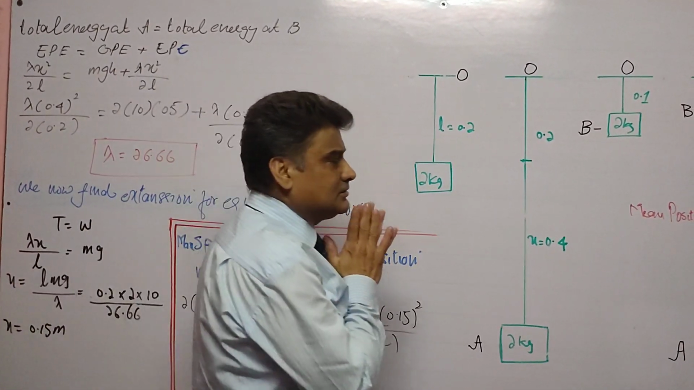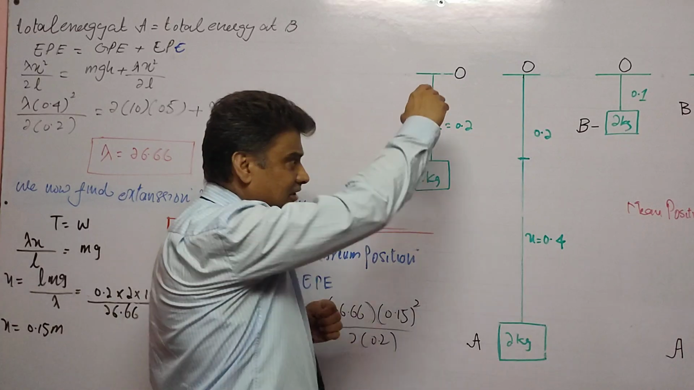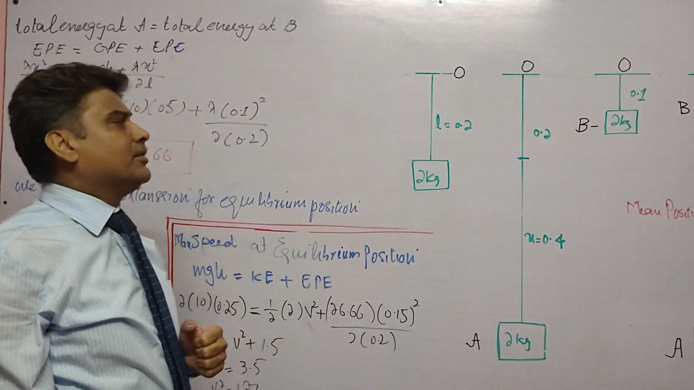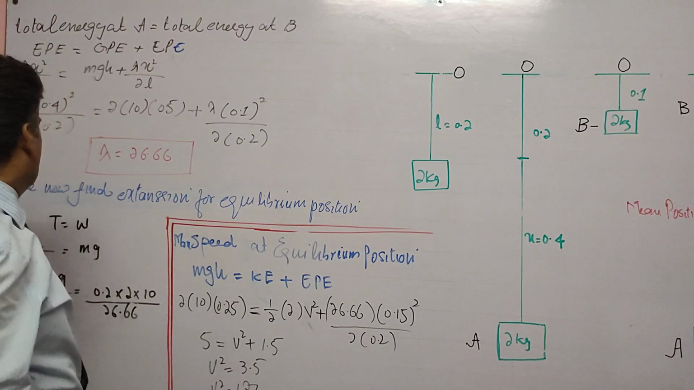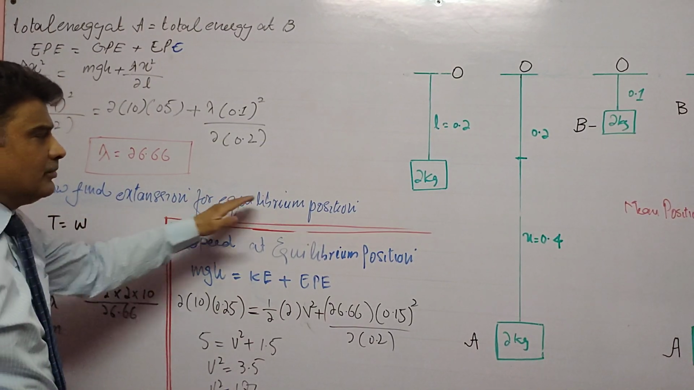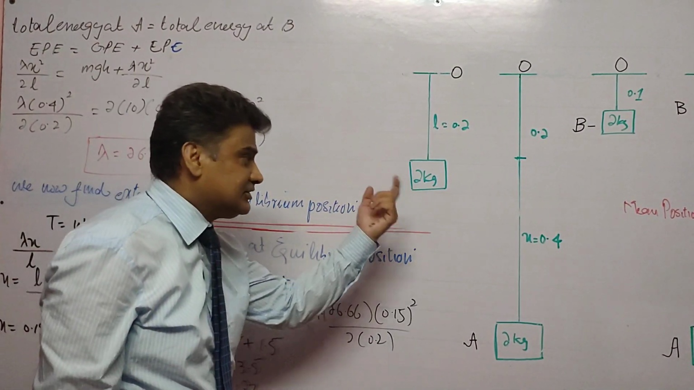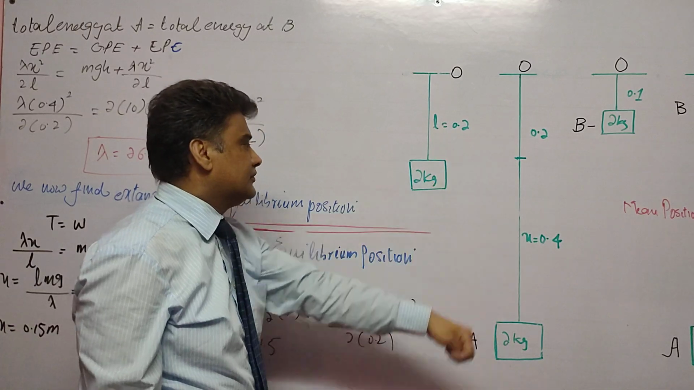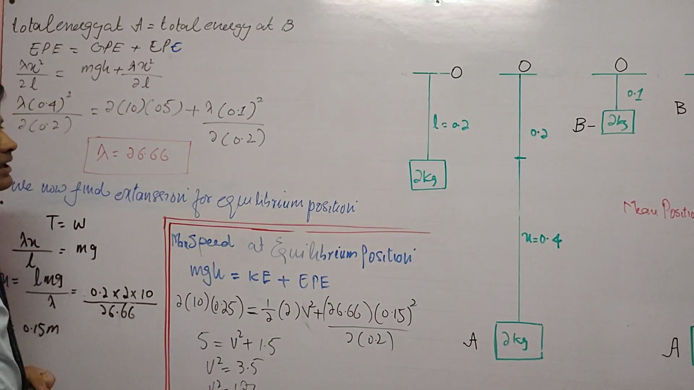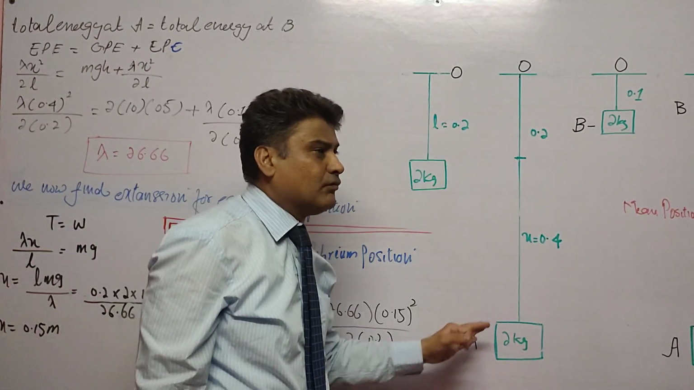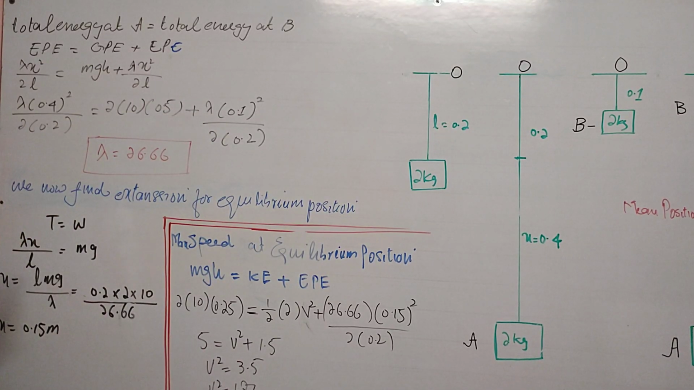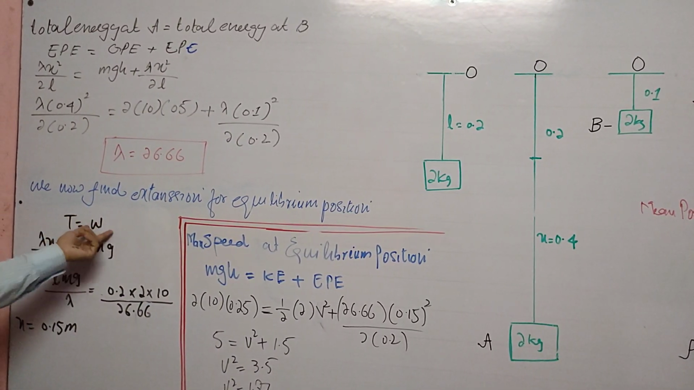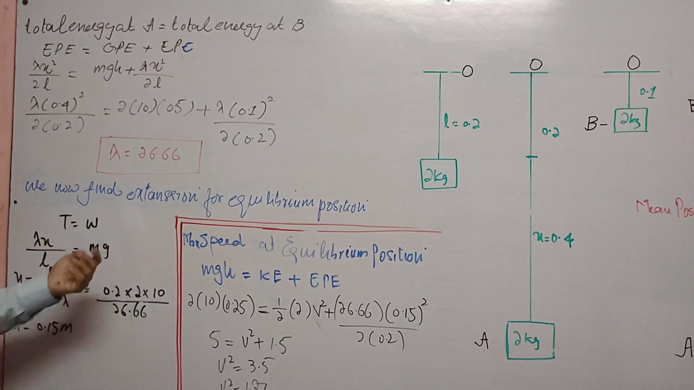Now we calculate the extension in string for the equilibrium position. For equilibrium position, tension in string will be equal to weight of body. T is equal to W. Tension in string equals its weight.